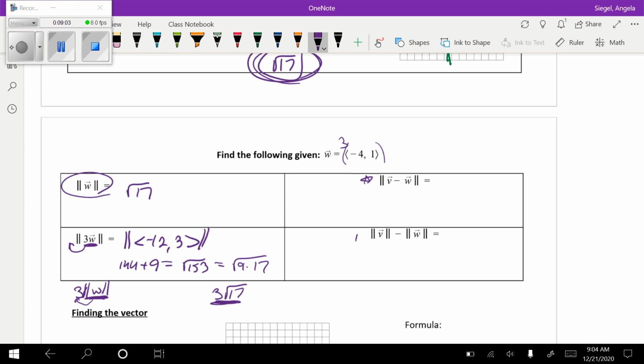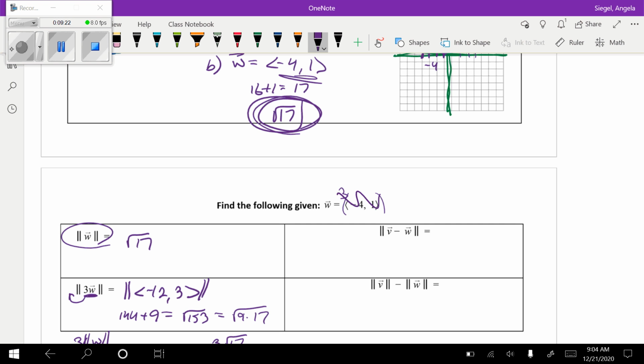Okay, so I want you to do the same thing. What I'm looking for with these two is, are they the same? So can we take the magnitude of vector v minus the magnitude of vector w and have it be equal to the magnitude of the two being subtracted? So go ahead and try that out and see what you get.